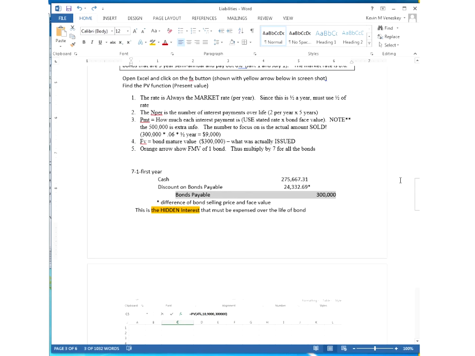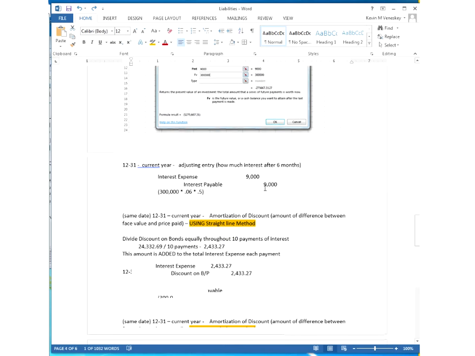The difference between that and what I owe at the end of 5 years is my discount on my bonds. This is the amount that I call hidden interest. Eventually, this $24,000 will be slowly expensed and called interest, a little bit over the life of the bond. If I didn't do that, I would have to do all $24,000 at the end, and that would skew my financials because I would show a big lump interest that really should have been spread out over the full 5 years, just like the interest payments are.